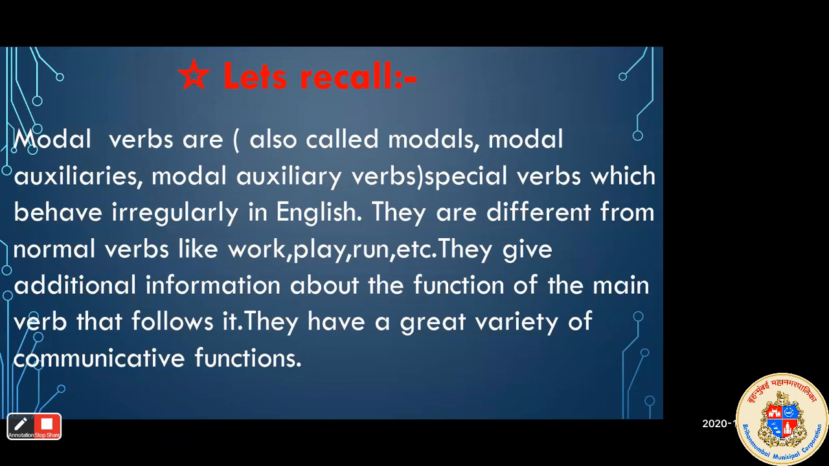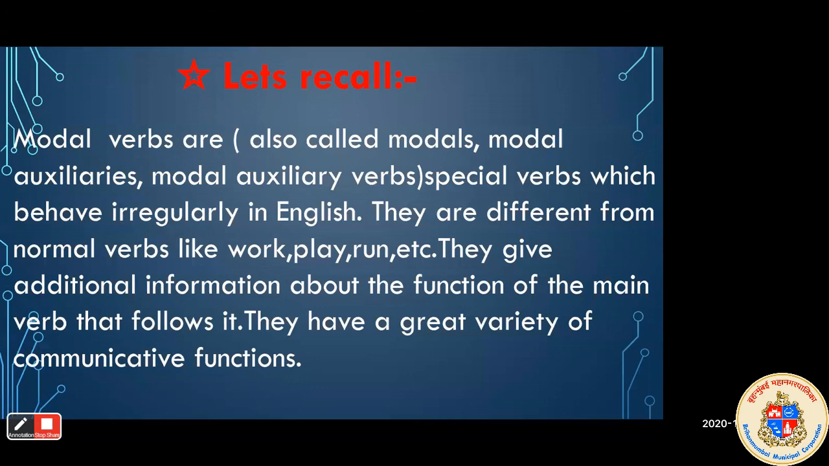That is why we call them modal auxiliaries, helping verbs. They have a great variety of communicative functions. We already learned about the different functions of the modal verbs. You can use them to show different communicative functions. We learned about this with the help of examples. Yes or no? I hope you understood this topic.